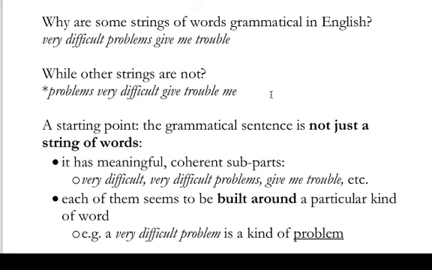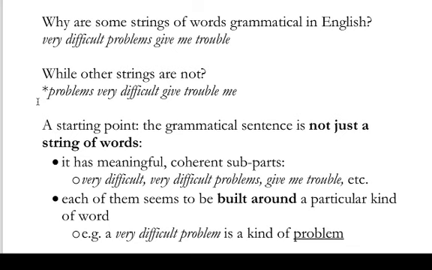So let's think about phrase structure a bit. One of the questions here in syntactic theory is going to be, hey, why are some strings of words grammatical in English, like "very difficult problems giving me trouble," while other strings of words are not grammatical? So this is marked again with an asterisk here. In syntax, this means ungrammatical sentence. Not a grammatical English sentence. "Problems very difficult. Give trouble me."